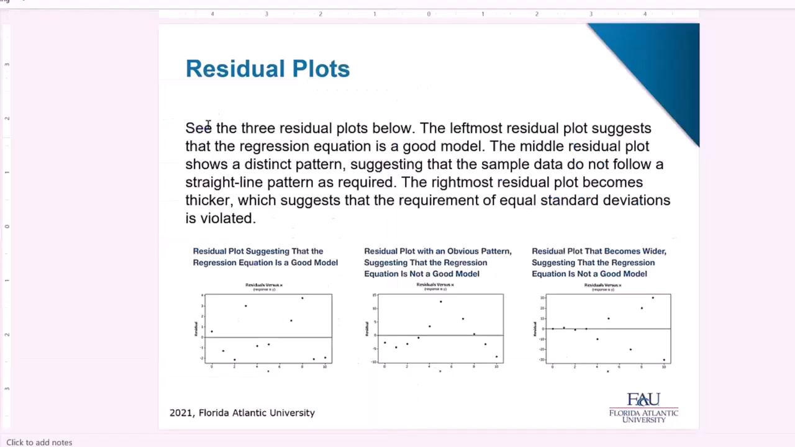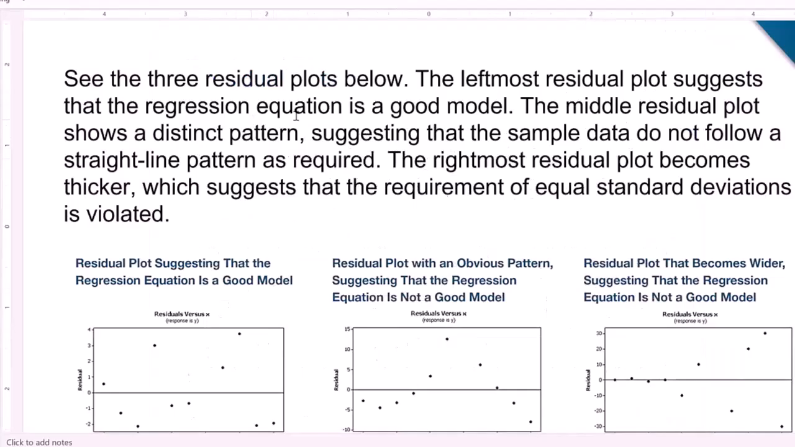Here we see 3 different residual plots. The leftmost residual plot suggests that the regression equation is a good model. There's no obvious pattern. It's not getting thinner or thicker as it goes. So this is a good model. The middle residual plot shows a distinct pattern. You can see it's going up, then it's going down, suggesting that the sample data do not follow a straight line pattern as required. This is not a good model.